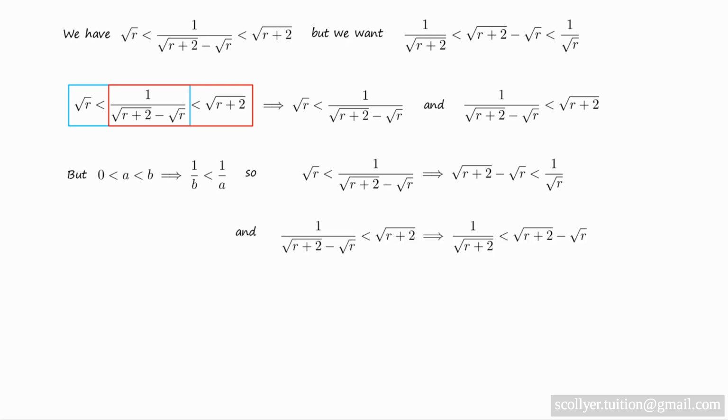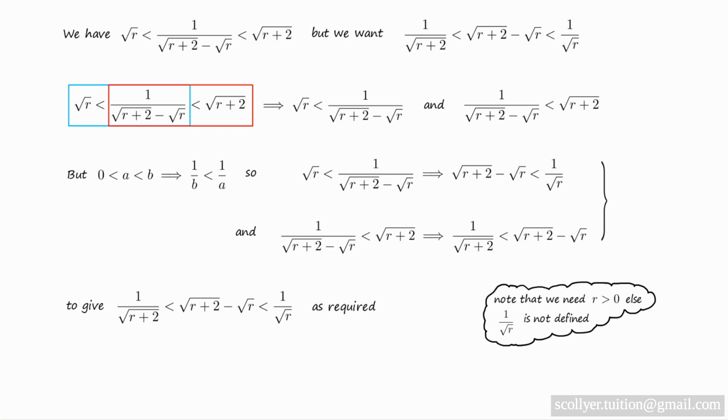And on applying it to the inequality on the right-hand side, we find that 1 over root r plus 2 is less than root r plus 2 minus root r. And now we combine these two inequalities to find that root r plus 2 minus root r lies between 1 over root r plus 2 and 1 over root r, as required. And finally, we should note that we need r to be positive, otherwise 1 over root r is not defined.